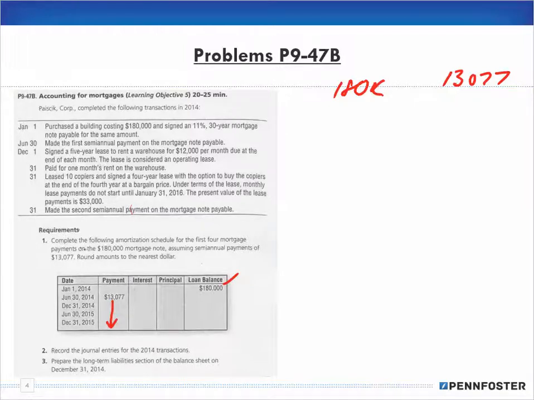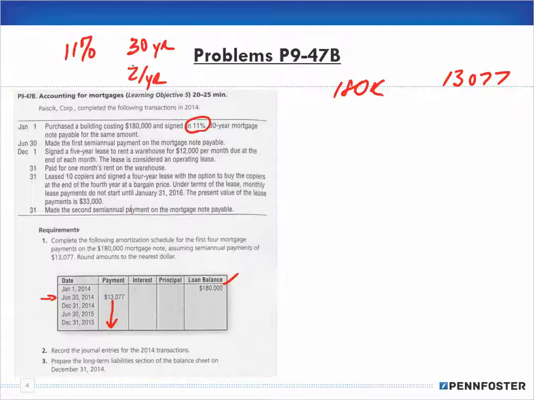Because we know that on January 1st, they purchase a building costing $180,000, signed at 11%, a 30-year mortgage note payable for the same amount. So we know that the interest is 11%, and it is a 30-year mortgage, right? But notice that the payment is on June 30th because they're making 2 payments a year. So every 6 months they're making the payment.